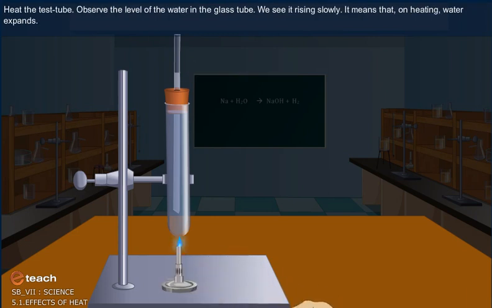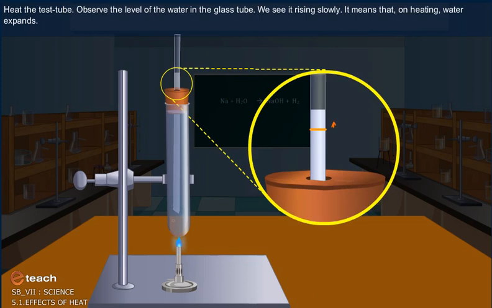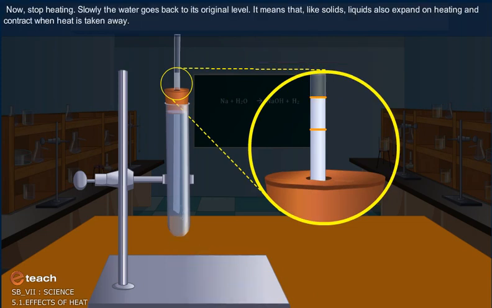Heat the test tube. Observe the level of the water in the glass tube. We see it rising slowly. It means that on heating, water expands. Now, stop heating. Slowly the water goes back to its original level. It means that, like solids, liquids also expand on heating and contract when heat is taken away.